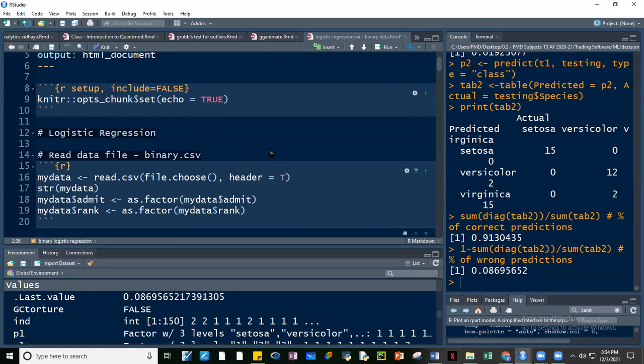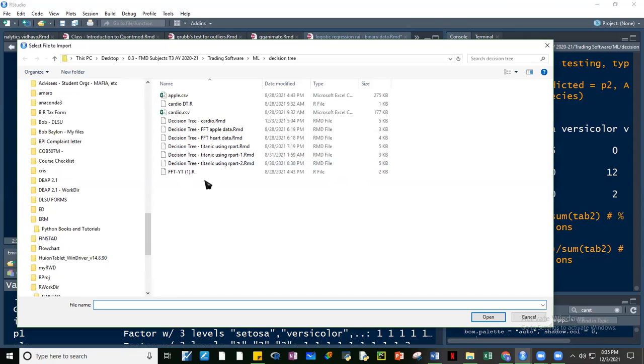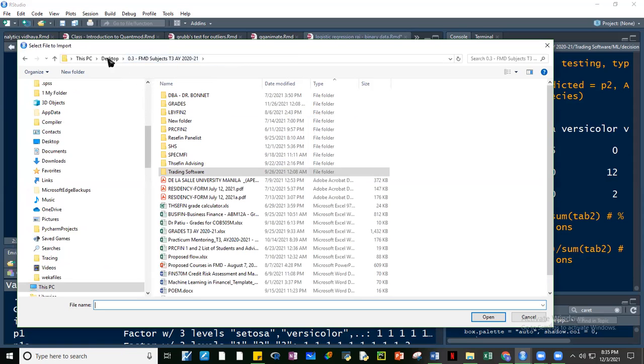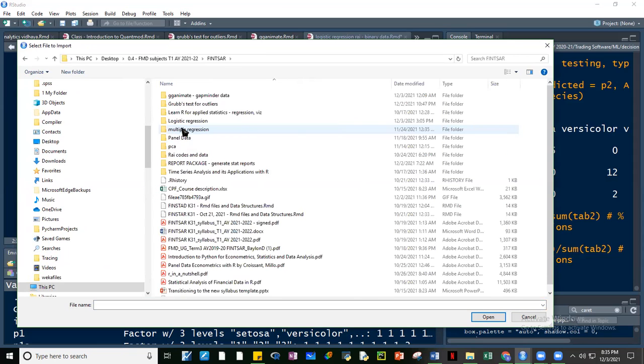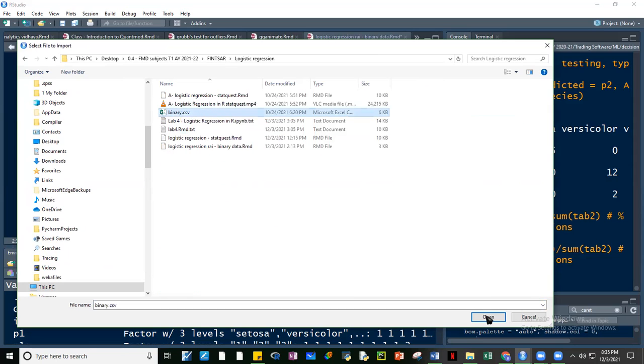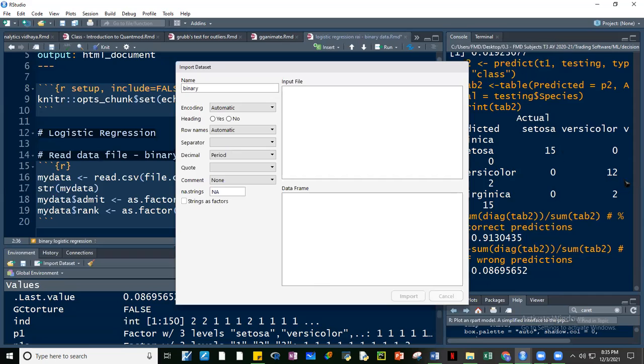So I already shared that with you. May I request you to kindly upload it so you can use the import data set. Okay, import data set, and then wherever you save your data. Okay, so it's not here. So I think I placed it here. Okay, so we're going to use the binary data set, binary.csv.